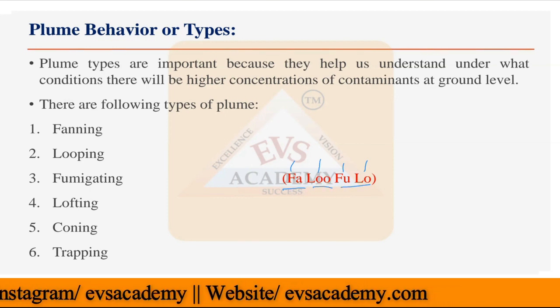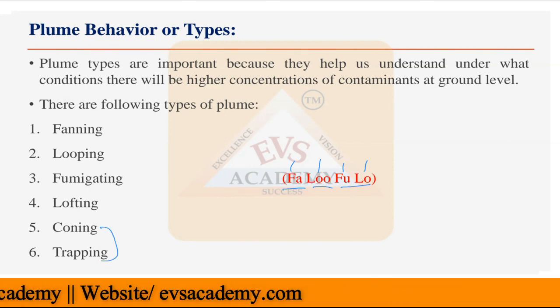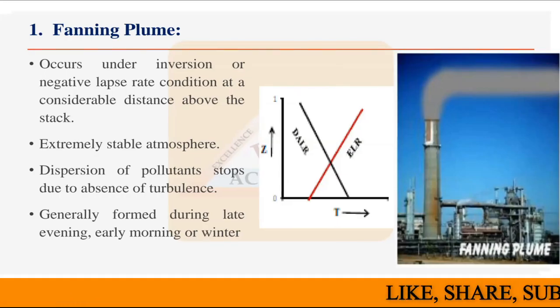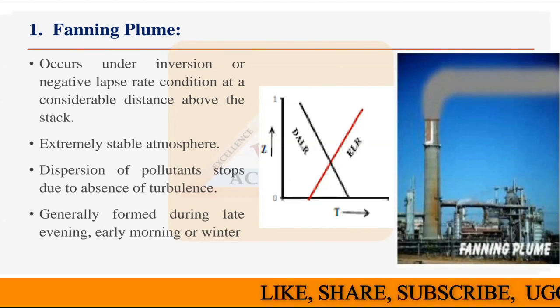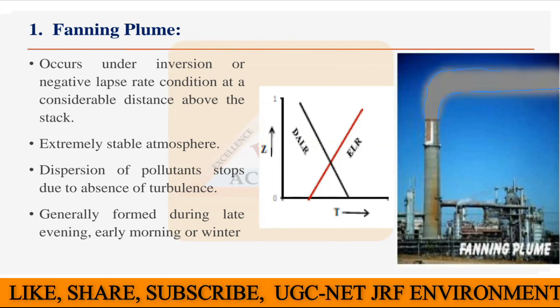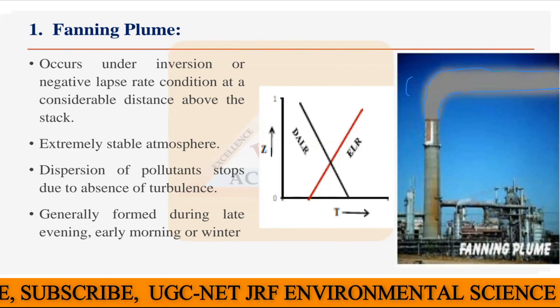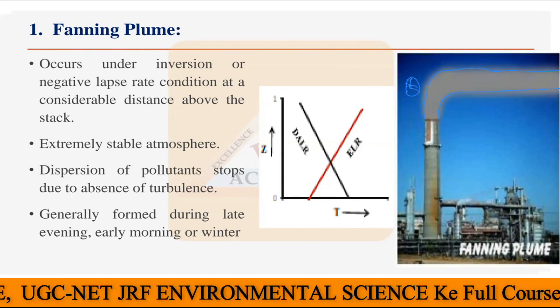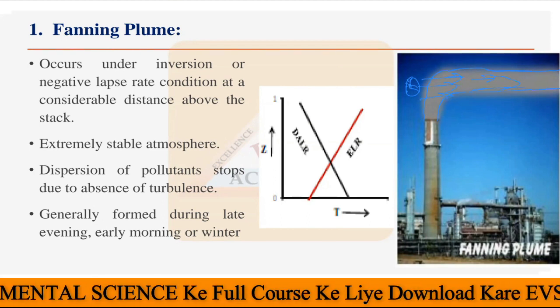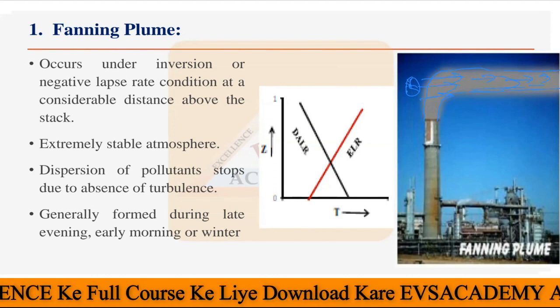You can explain it easily. So let's see the fanning type of plume. So here, this is the fanning type of plume. Just see the photo of the plume. This is a kind of plume which is like a fan is installed, and it is continuously pushing this plume in this particular direction. So that's why the name of this plume is fanning plume.